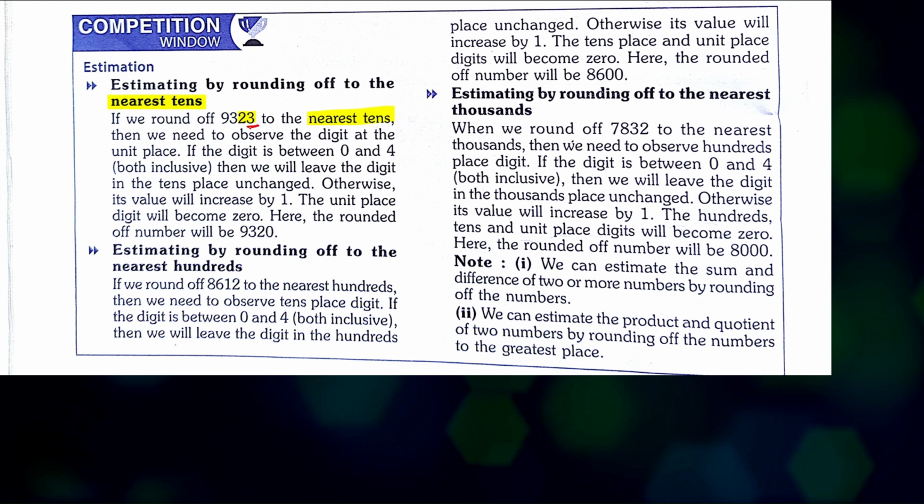the unit place number. If the digit is between 0 and 4, both inclusive, that is 0, 1, 2, 3 and 4, then we leave the digit in the tens place unchanged, otherwise its value will increase by 1. The unit place digit will become 0. Here the rounded off number will be 9320.